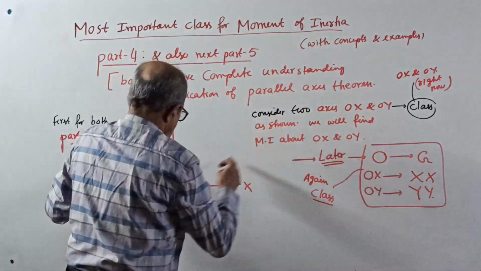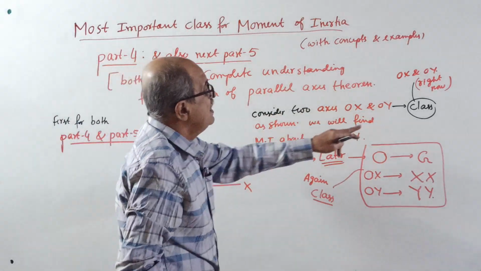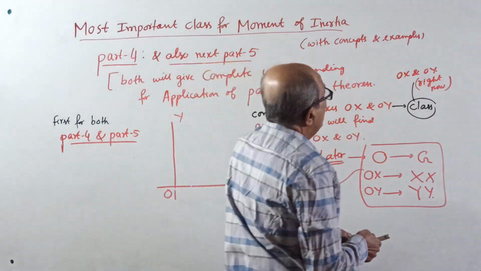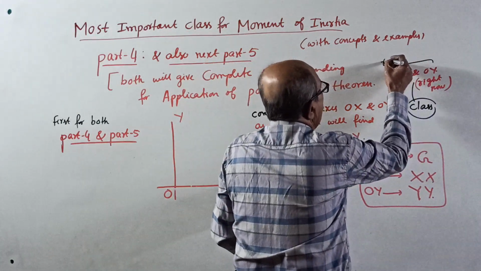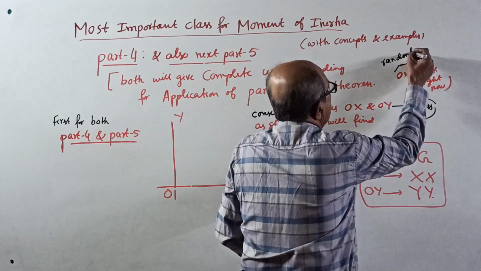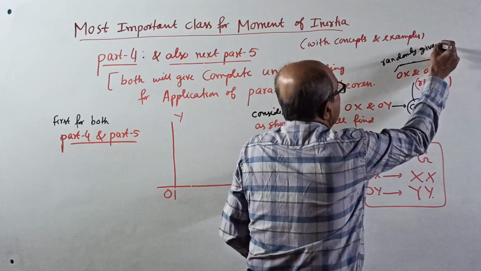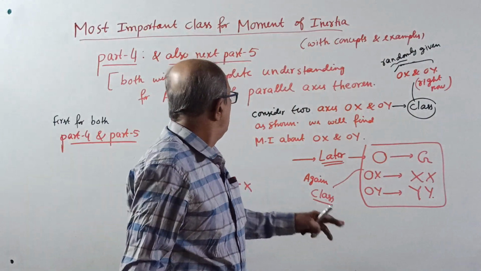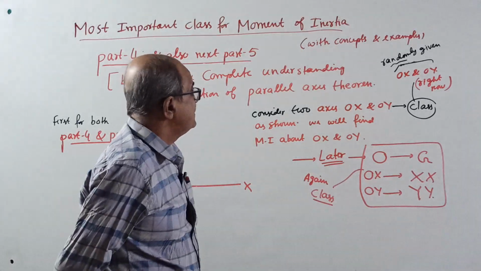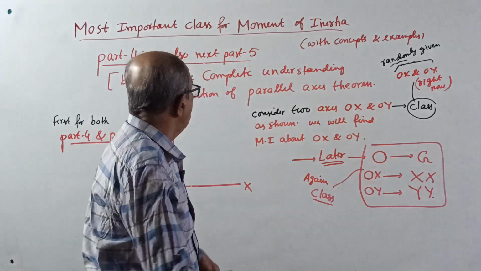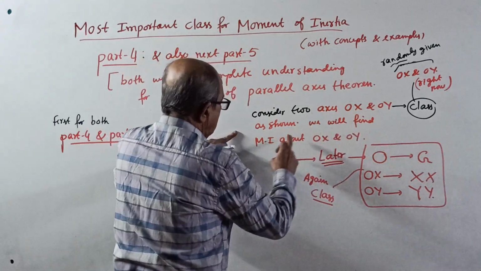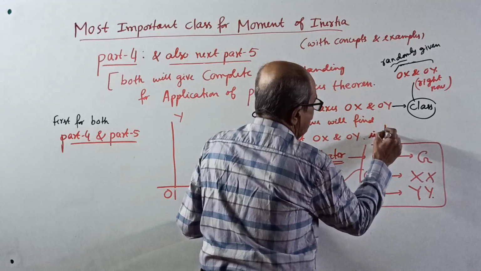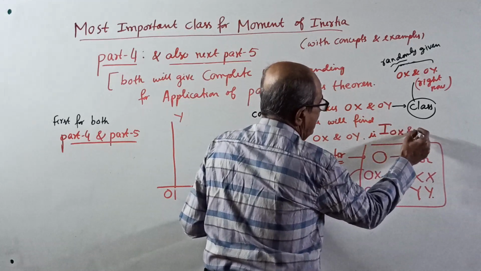Consider two axes OX and OY. Class, very important. Right now OX and OY are just randomly given by me for finding moment of inertia. Means we have to find moment of inertia about OX and OY. That is, we will find I about OX and I about OY.